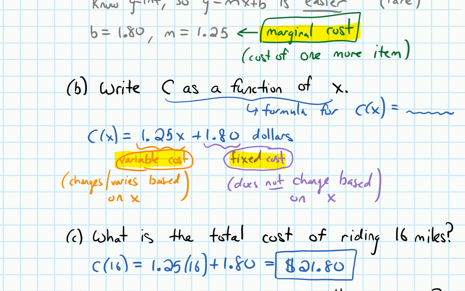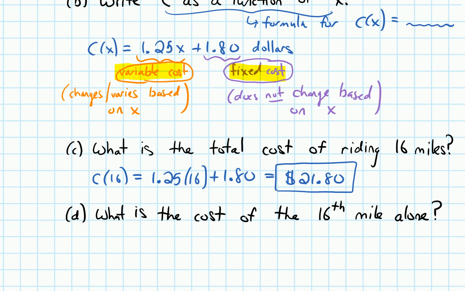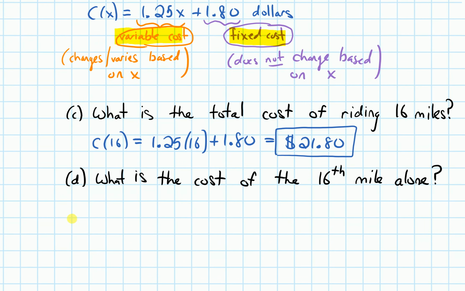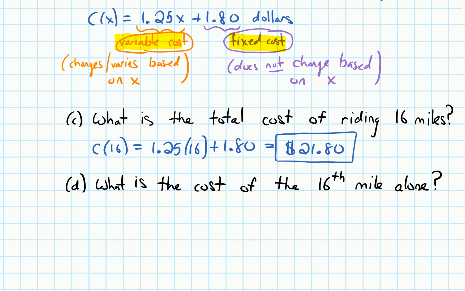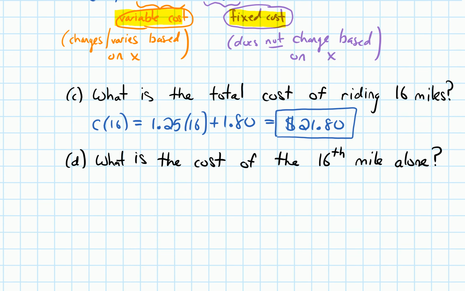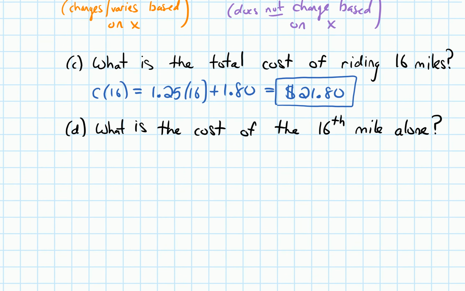All right, so let's answer another part of this question. Now, part D. What is the cost of the 16th mile alone? So I don't want the cost of traveling all of those 16 miles. I just want the cost of getting from mile 15, where that finished, to mile 16, to finishing mile 16. Okay, so I want to do this in two ways. And both of these ways are going to be pretty quick, but I want to talk about both of them.